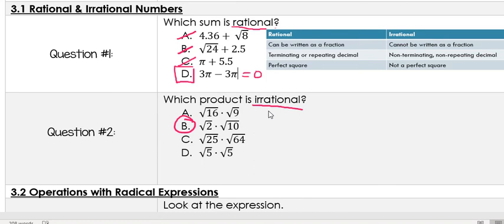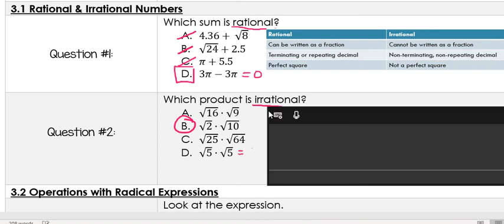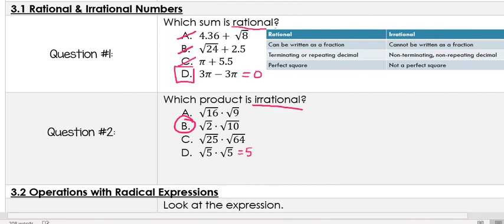25 and 64 are both perfect squares, so we know that's going to be rational. And then the square root of 5 times the square root of 5, remember anytime we multiply something by itself, it's just the number inside. This would just equal 5. And again, if you're not sure, plug each answer choice into your calculator and see what you get.